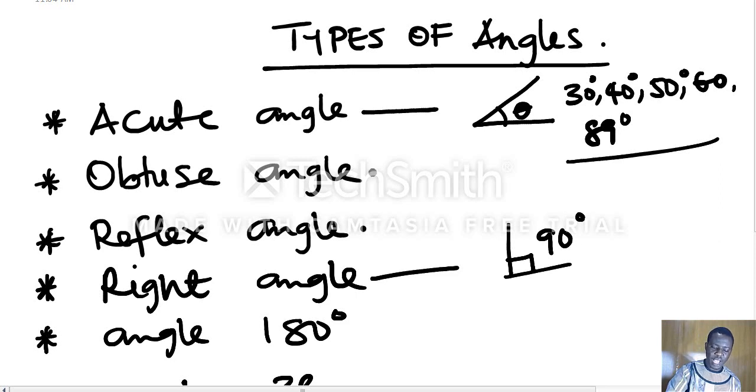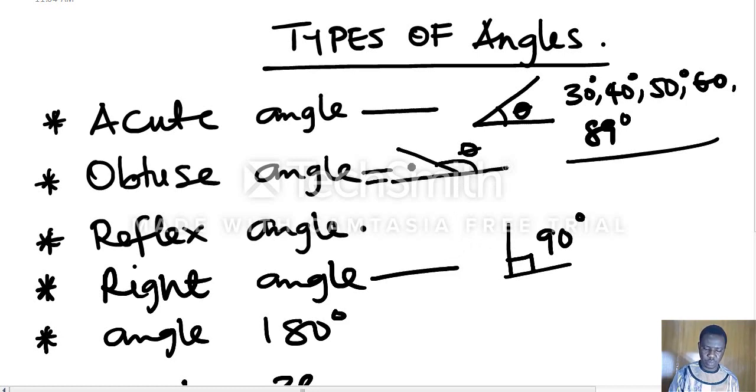Next, we have an obtuse angle. An obtuse angle is an angle that is greater than 90 degrees but less than 180 degrees. For example, we have this. This angle is referred to as an obtuse angle, because this angle can be said to be greater than 90 degrees but less than what?